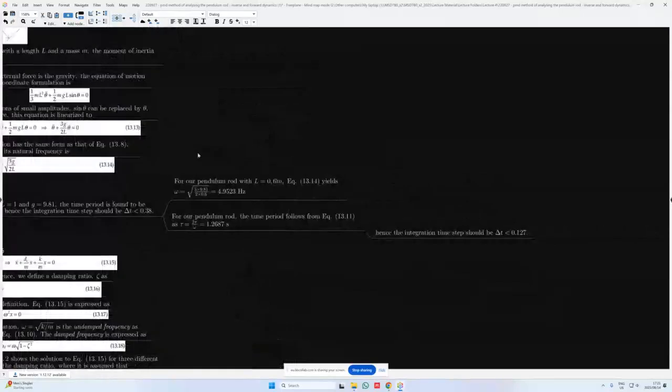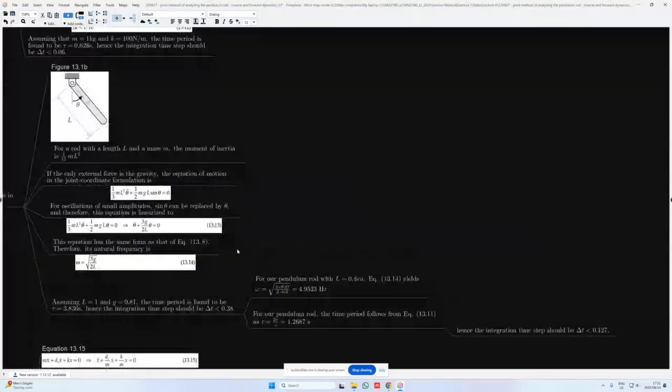And for our pendulum rod, which we are actually working with up to now, has a length of 0.6 meters, then our natural frequency is given as 4.9523 hertz. And if we then use equation 13.11, which is the calculation of the period of the oscillation, then we end up with a period of 1.2687 seconds. So our integration time step would need to be smaller than 0.127 seconds.